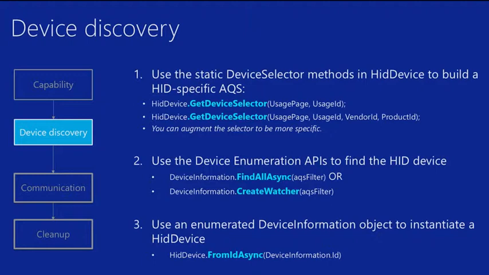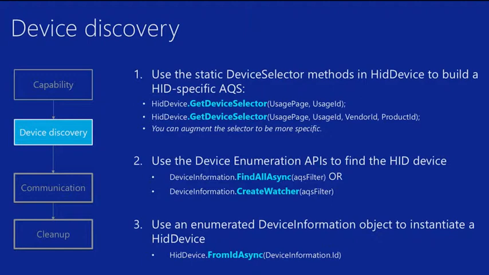So in order to find the device, we need to go through the process of enumeration or discovery in more generic layman's terms. So the way we do that is we start with a selector. A selector is nothing but a string which uses a specific syntax called AQS, or Advanced Query Syntax. For the HID APIs, there are a couple of pre-made static selectors that you can use, and you can get access to them using the getDeviceSelector methods that are part of the HID device class.